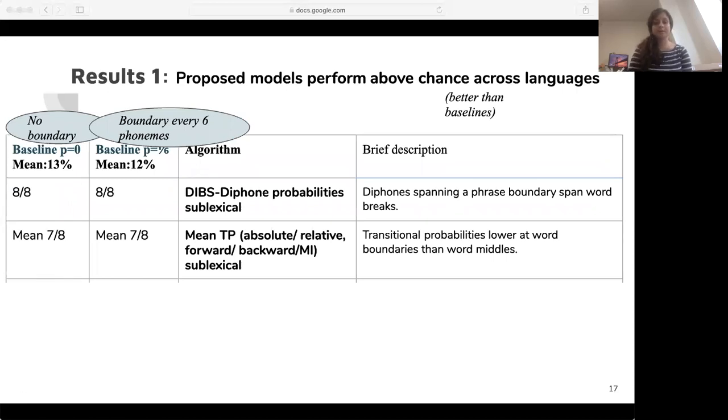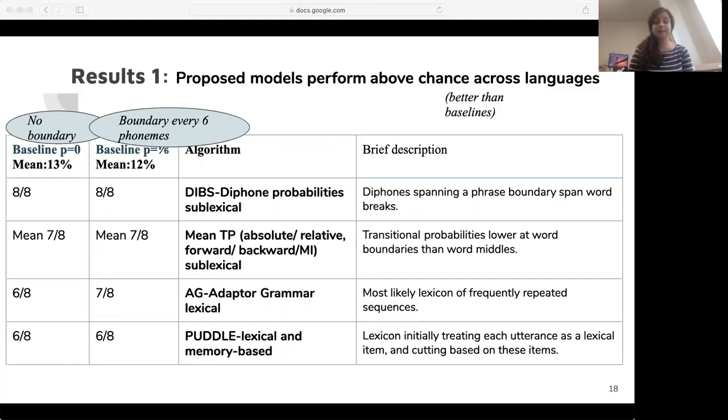DiBS and TP are sublexical models as they look for word boundaries using local cues. DiBS measures diphone probabilities and is based on the idea that a diphone spanning a phrase boundary would also span word breaks. TP is based on the idea that transition probabilities are lower at word boundaries than at word middles. There are many versions of it, depending on the threshold, on the direction, whether it's forward or backward, and mutual information. We are going to see the mean now. DiBS performed better than both baselines in 8 out of 8 languages, and TP performed better in 7 out of 8 languages.